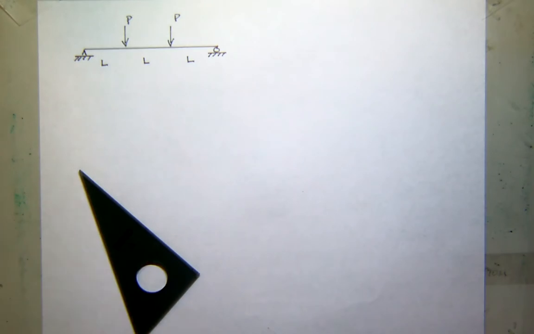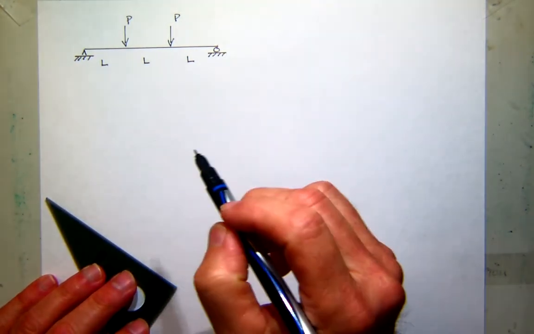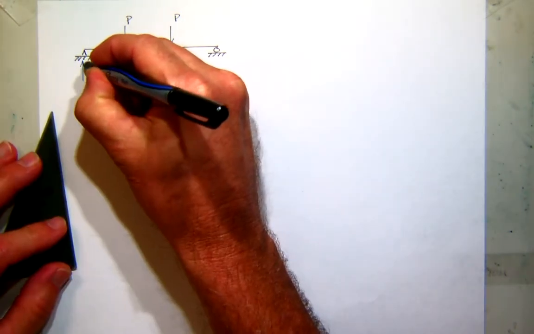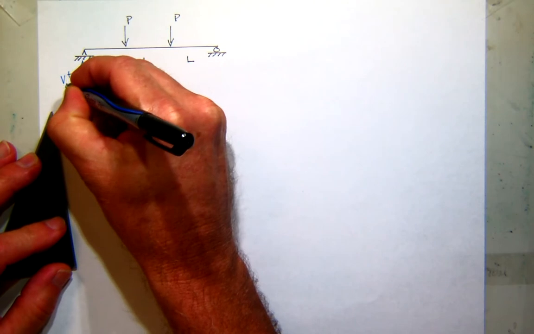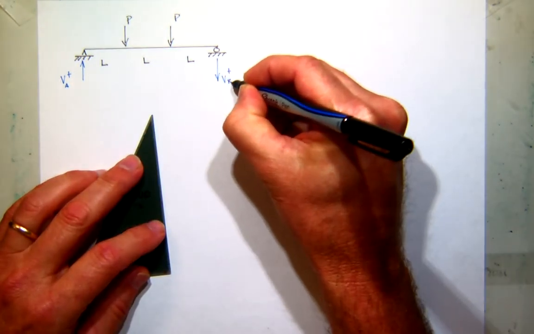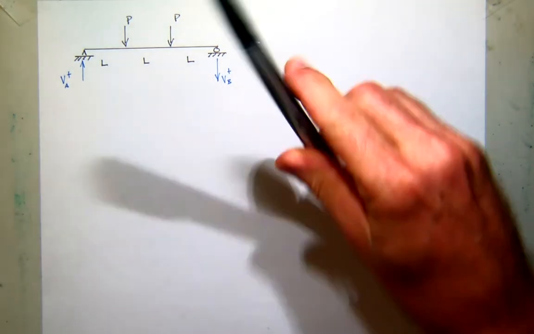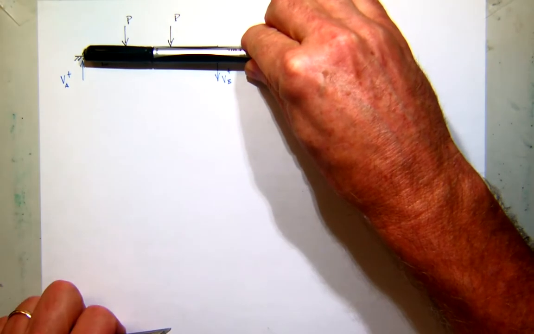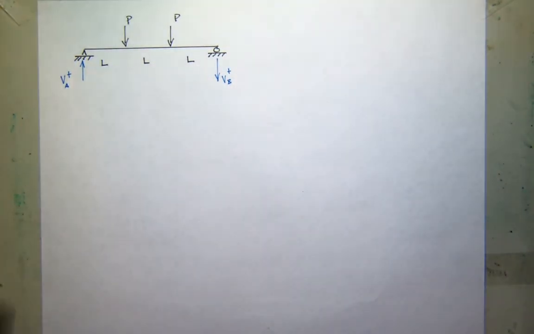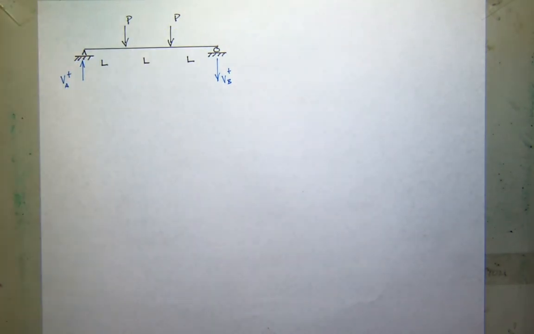The first thing I want to do is find my reactions. Now I'm going to draw a shear force and bending moment diagram. So I'm going to assume positive shear at A and positive shear at B. I'll let that soak in for a second. Remember, positive shear force, if I look at the left edge of my beam, is going to try to make it rotate clockwise, and then look at B. It's going to do the same thing. It's down, but it's going to want to make it rotate clockwise. So both of those are positive shear forces.